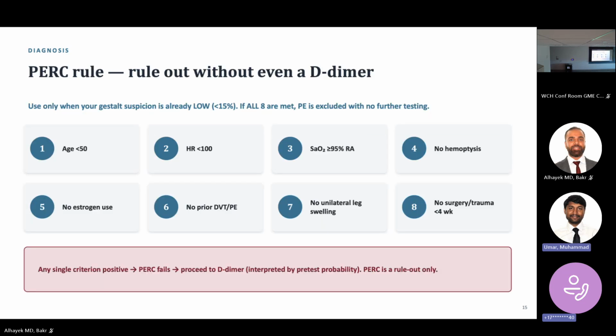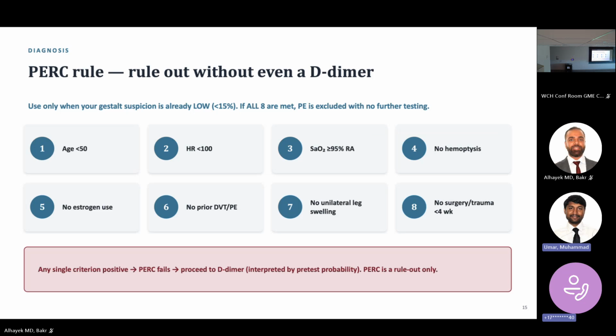And then you have the PERC. I only use it as perk. I don't really memorize what it stands for. But you can rule out DVT, PE without even ordering a D-dimer. However, there's one downside to this. If one of these 8 points is positive, this is not useful. You cannot rule out. But if all of them are negative, you don't really need to order a D-dimer or CTPE.